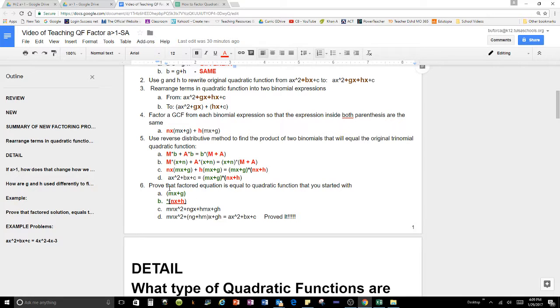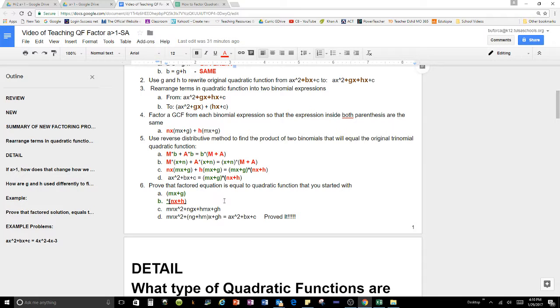The last thing that we typically do is we want to prove that our factored solution, mx plus g times nx plus h, is equal to our original quadratic function. And again, the way that you would do that is you multiply mx plus g times nx plus h. And if you do that, you'll get these numbers here. Again, it's hard to understand it because these are all variables. What we're about to do is show you what that looks like with numbers. So let's go see how this looks with numbers, so that hopefully that'll be a lot more helpful.